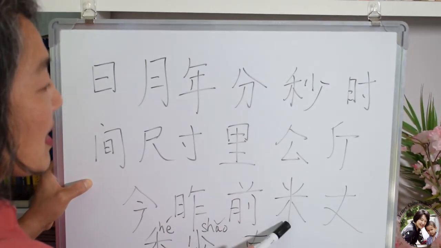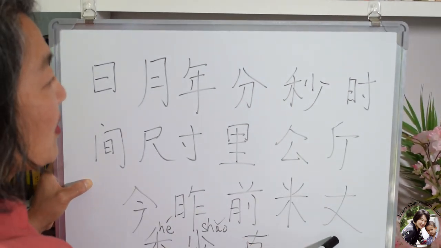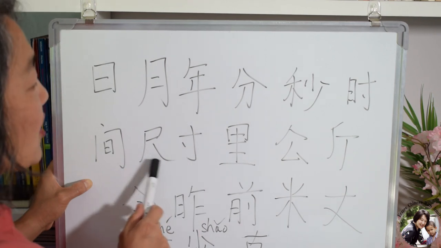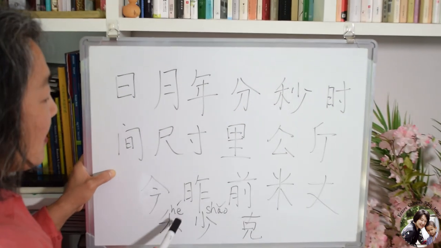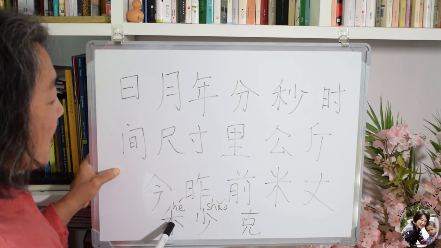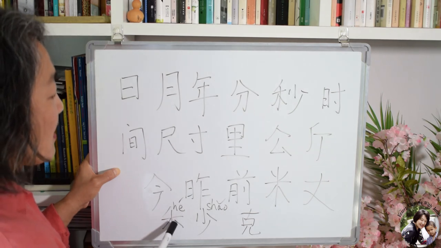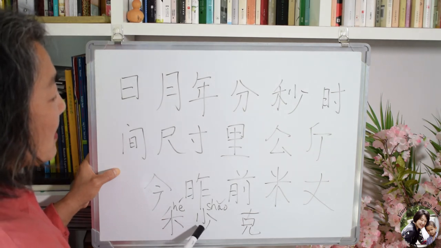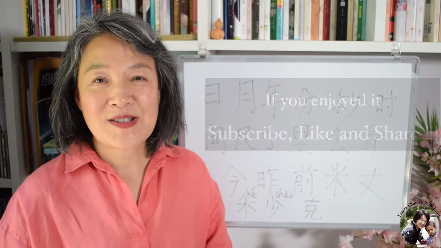米, meter. 丈 equals 10 尺. 和 means rice or wheat. 少, small, less. That's all for today.